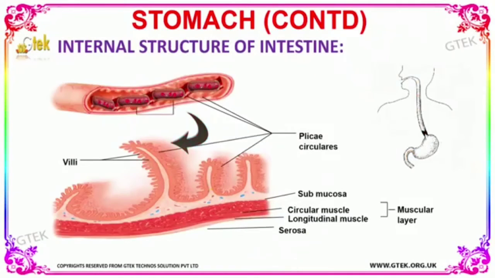Next, we are going to see the internal structure of your intestine. On enlarging your intestine, you can find that it has finger-like structures. The finger-like structures are known as the villi. The villi are the structures which help in absorption, and the total protrusion over here is known as plicae circularis.